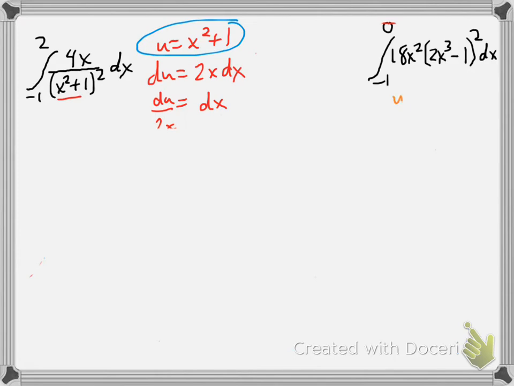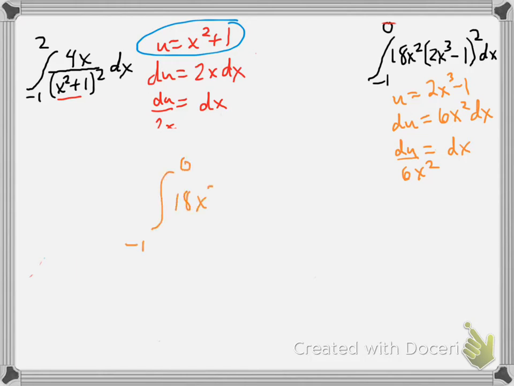For the second one, I'm going to let u equal 2x to the third minus 1. So du equals 6x squared dx. dx equals du over 6x squared. Substitute. 18x squared u squared du over 6x squared. X squareds cancel out. 18 over 6 is 3. Make sure you have it right this time. 3 u squared du.